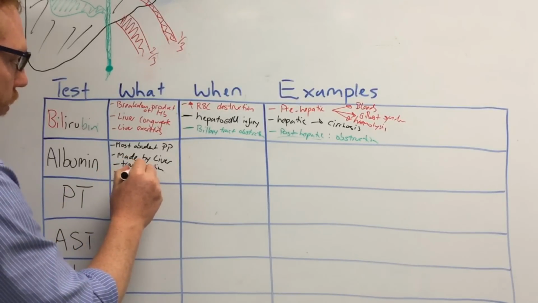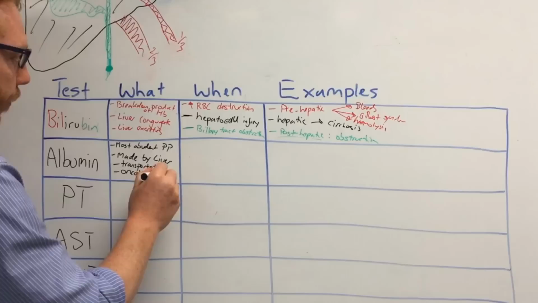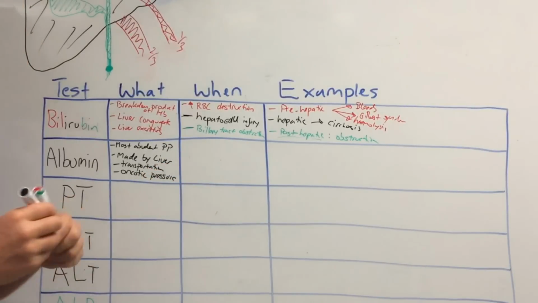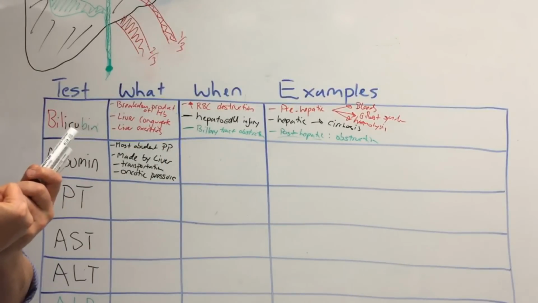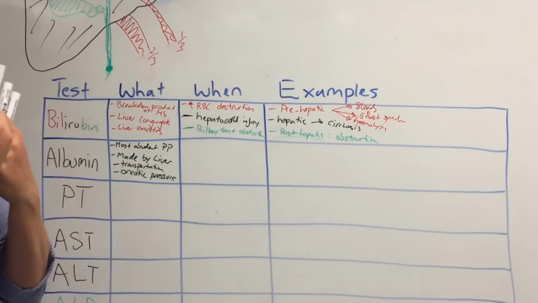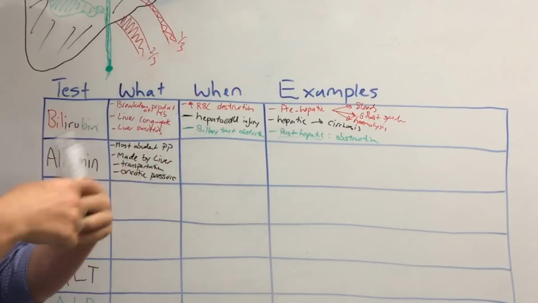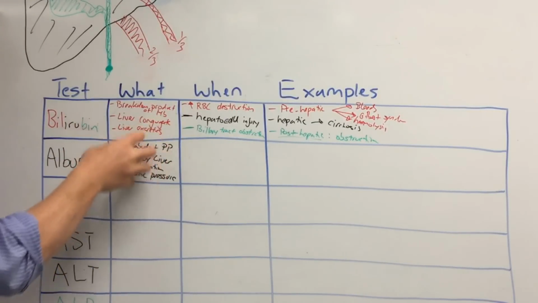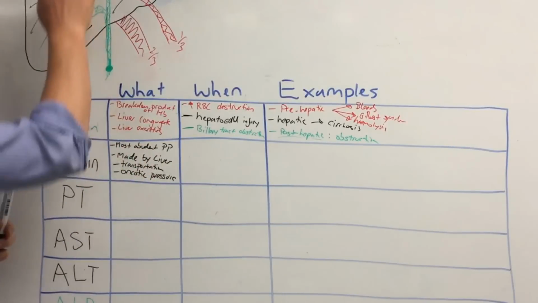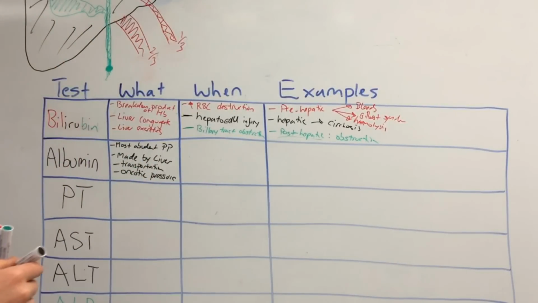So the oncotic pressure is the suck-in pressure, which pulls fluid back into your blood vessels. So if you have a low albumin, plasma can't get back in, so you can get certain edema states. And so this is what albumin is. It's very important to know that it's made by the liver. Now, when is it likely to be out of whack?